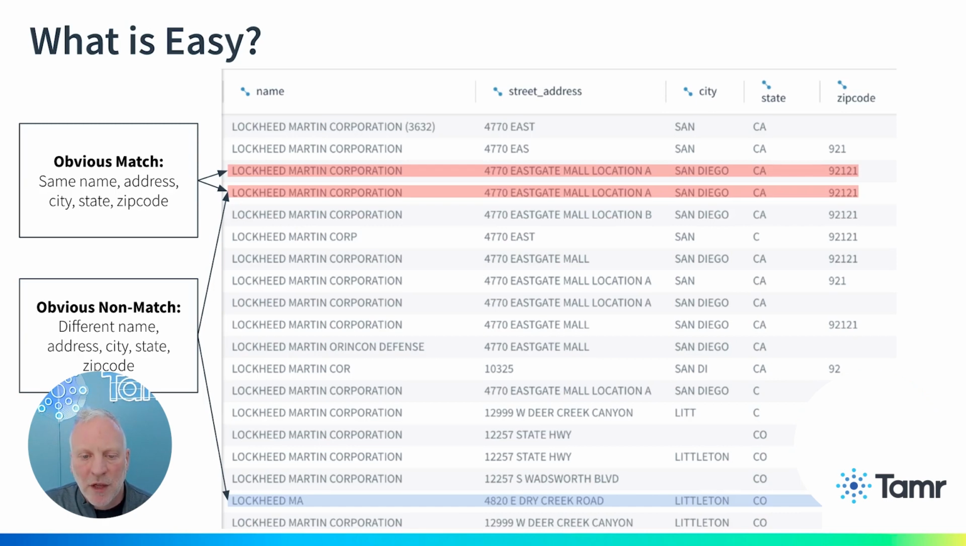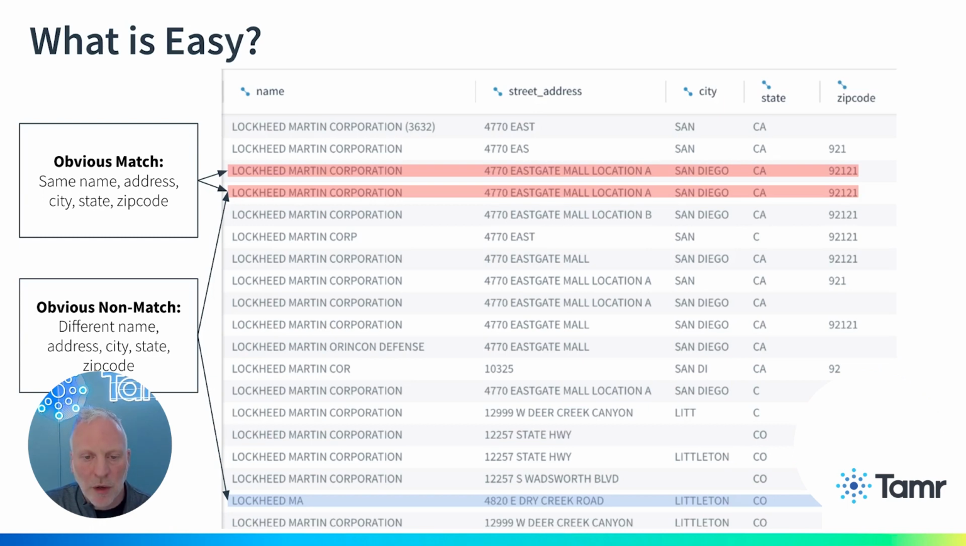Entity resolution at scale is rife with easy cases, obvious matches, and obvious non-matches. Here you can see one example of 2 records that have the same values in all of the identifying columns. They have the same name, address, city, state, and zip code. They are obvious matches. They are obviously referring to the same entity. Conversely, you can also see an obvious non-match, 2 records that have different names, different addresses, different cities, different states, and different zip codes. These obviously refer to different entities. That is easy for a human to decide.